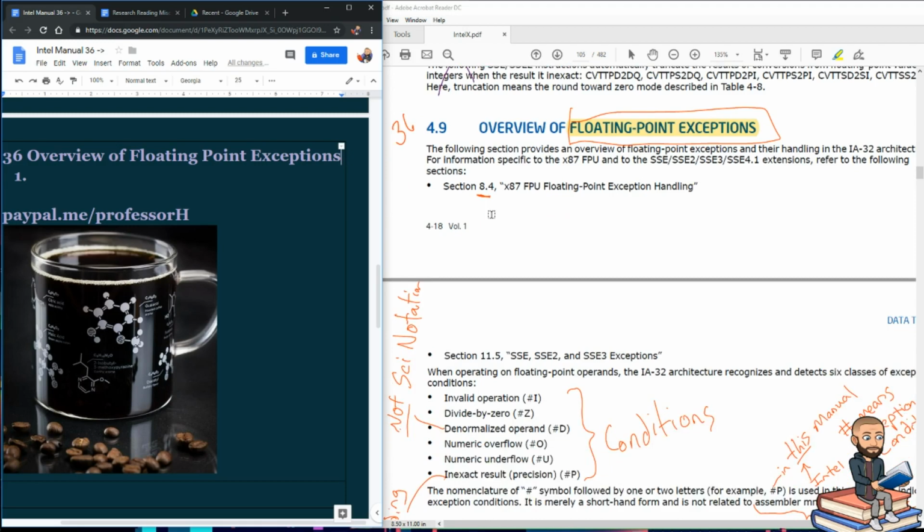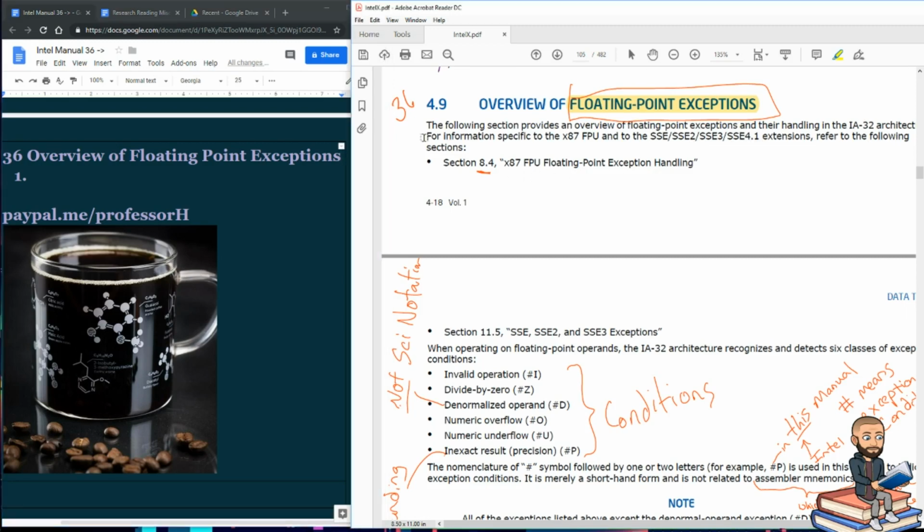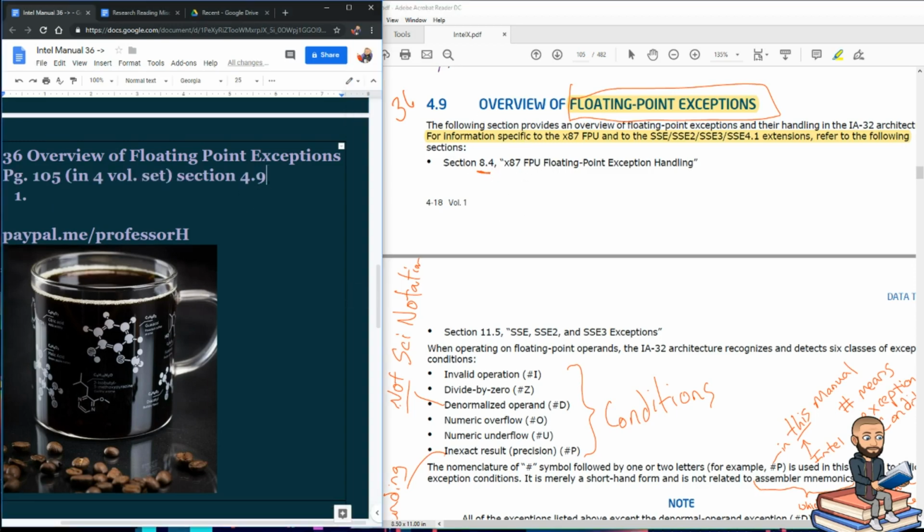Alright, so let's get busy here. The following section provides an overview of floating point exceptions and their handling in the IA32 architecture. It just blows my mind that they call it the IA32 architecture instead of x86 architecture like I think most programmers do. Well, they go on to say for information specific to the x87 FPU and to the streaming SIMD extensions, refer to the following sections. So we're in 4.9 right now, page 105 by the way, and section 8.4 is quite a ways away. There we go. I should probably remember to do this so we have an easier time referencing things.